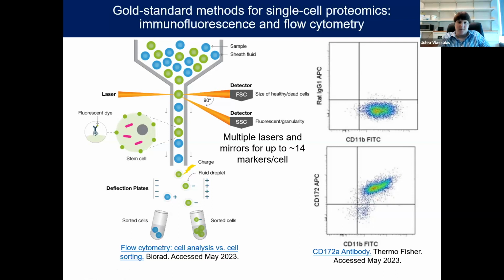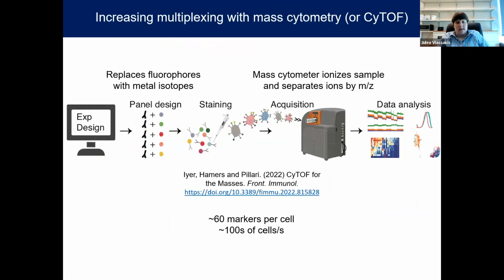Okay, so flow cytometry gets you up to about 14 markers per cell, which for many questions in current biology is helpful, but maybe insufficient. And so over the last 10 years or so, maybe call it 15 at this point, there were advances in the development of mass cytometry, also known as CyTOF, for time of flight analysis.